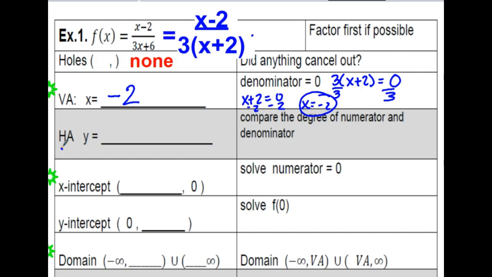Okay, now we're going to skip this and come back to this tomorrow, and now we're going to do the x-intercept. The x-intercept is a point on the graph where the graph crosses the x-axis. And we solve the numerator for 0. The numerator, where that's equal to 0, that will make the x-intercept. So, where's the x-intercept? The x-intercept is a point on the graph at 2, 0.